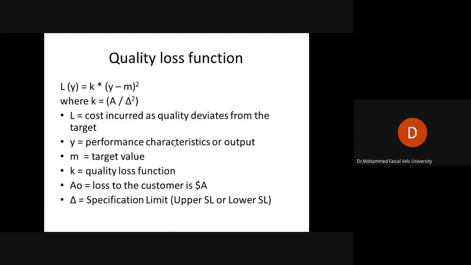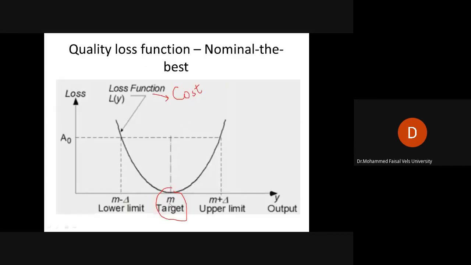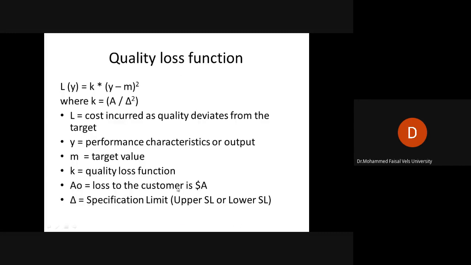Already told you that loss is the cost incurred as quality deviates. Everything we are talking about is deviation from the target. What is the target? Target is over here. Whatever cost we incur, we incur because quality deviates from the target.